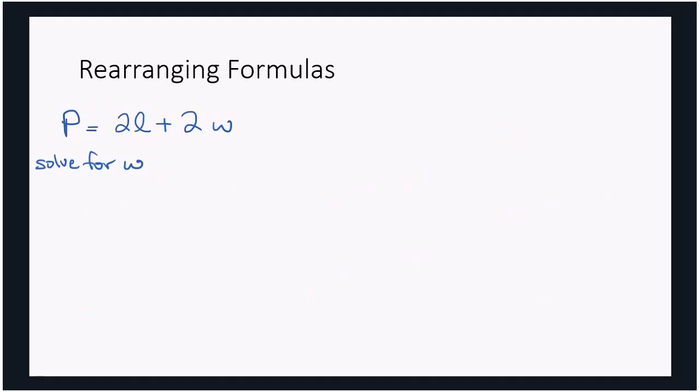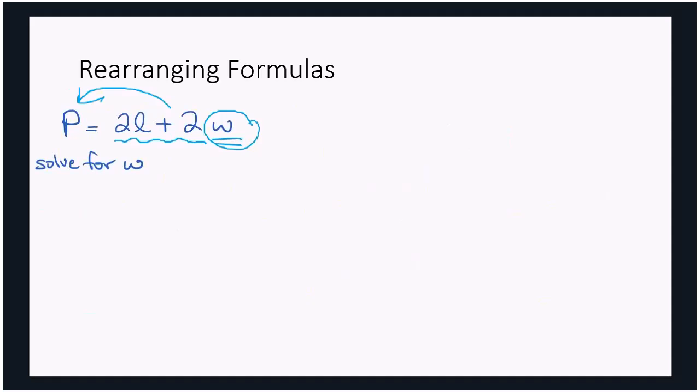So rearranging formulas, if you need more practice, Khan Academy is a great place. In this example here, it says solve for W. So what we want to do is isolate W, which means to have W by itself in the equation, which means that we want to move everything else over to the other side.